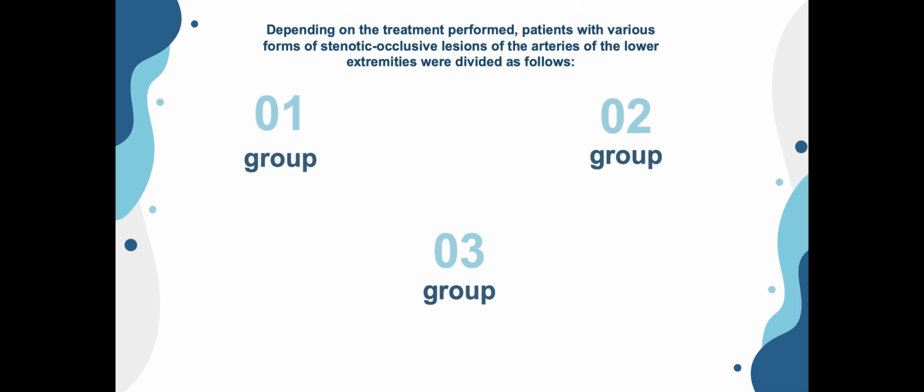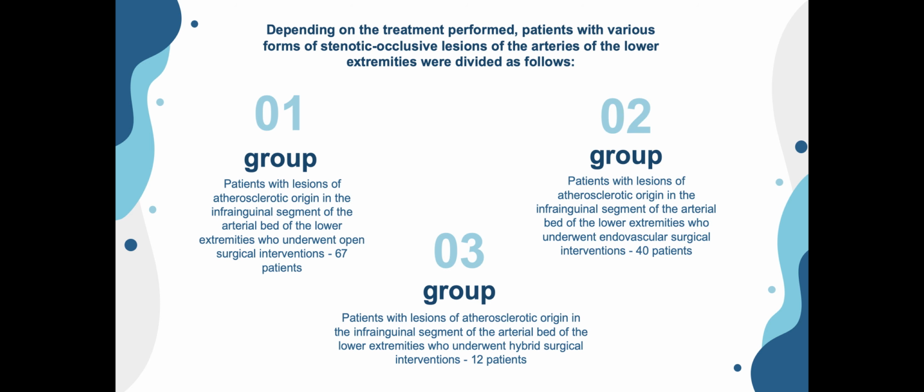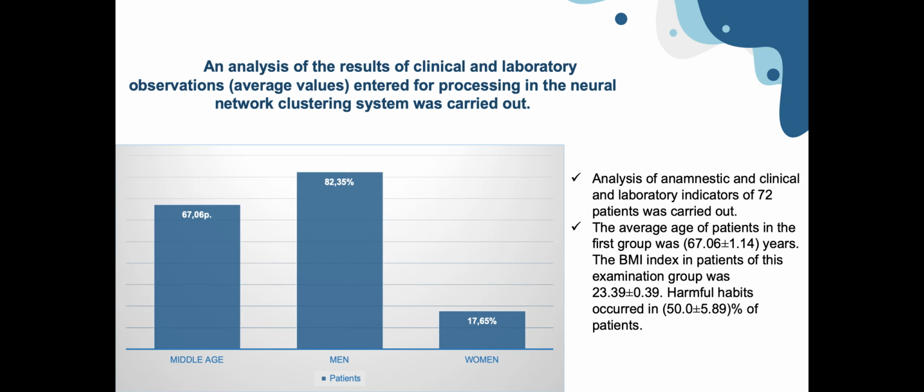Depending on the treatment performed, patients with various forms of stenotic occlusive lesion of arteries of the lower extremities were divided as follows. Group number 1, 67 patients who underwent open surgical intervention. Group number 2, 40 patients who underwent endovascular surgical interventions. And group number 3, who underwent hybrid surgical interventions. There are 12 patients.